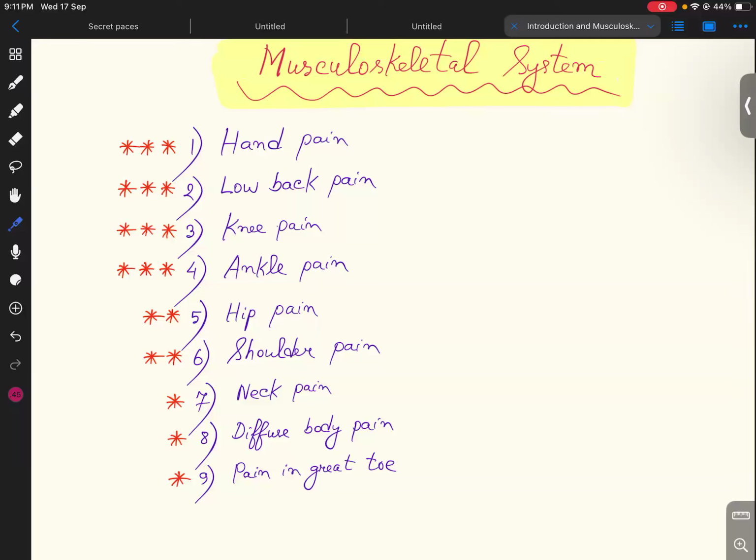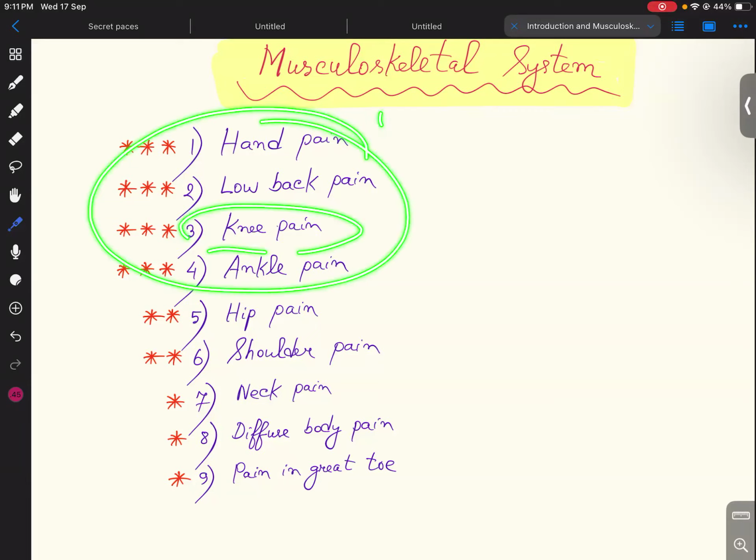And this is very much easy. There is nothing so much extra in these cases. You can cover all the things of these cases, but you have to go through the cases. You have to go through the prompt. And these are very much important: the hand pain, low back pain, knee pain, and ankle pain. Because these 4 prompts come every now and then in the PACES exam.